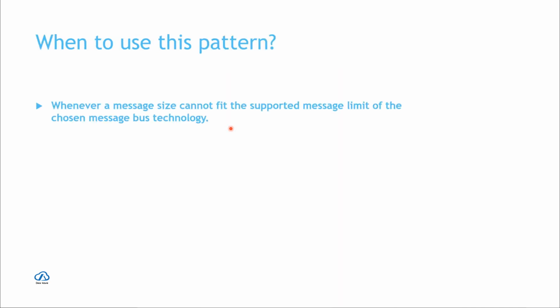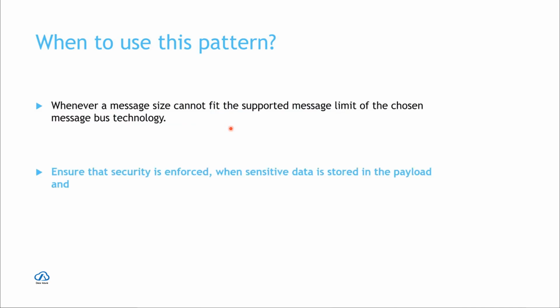Now let's see when you should use this pattern. Whenever the message size cannot fit the maximum size limit of the service bus technology you are using. Also, when you want to ensure that security is enforced, so that only the publisher and subscriber, only two parties, are able to access the blob storage or the files in the blob storage.